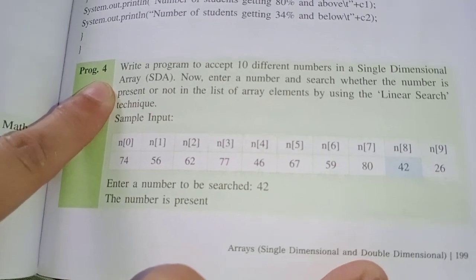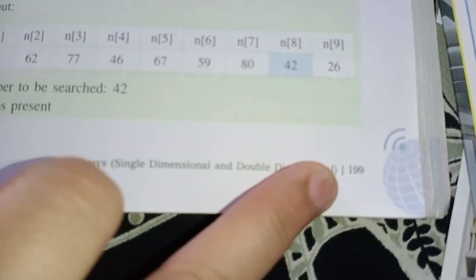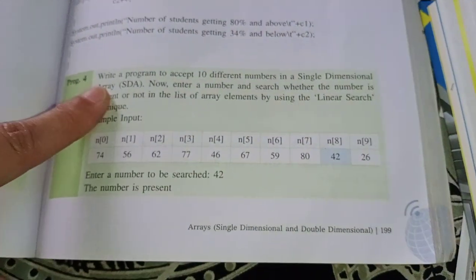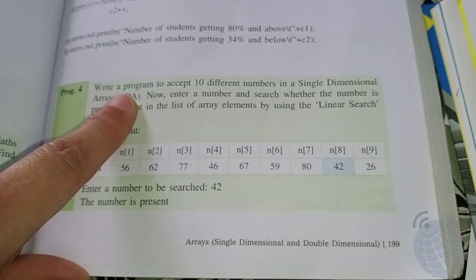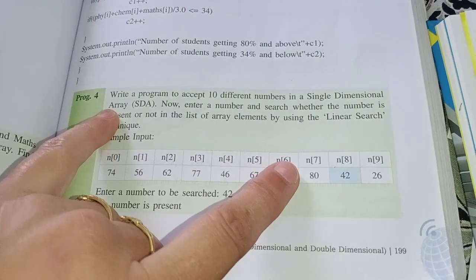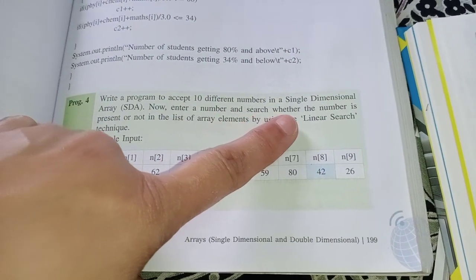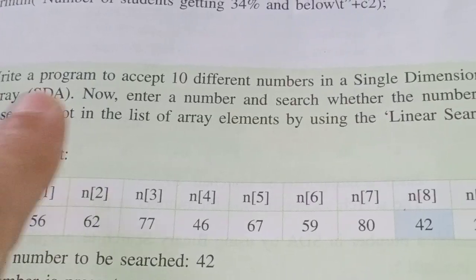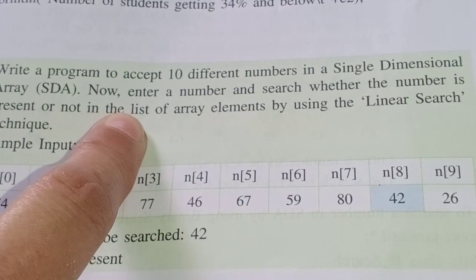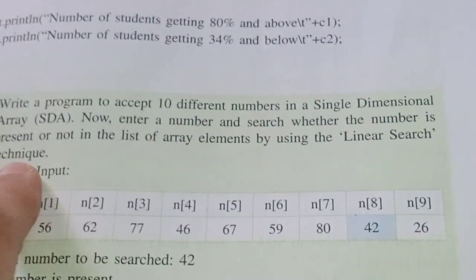We will do solved program number 4. It is given on page number 199. This program you have to write in your notebooks. So here see the statement: write a program to accept 10 different numbers in a single dimensional array. Now enter a number and search whether the number is present or not in the list of array elements by using the linear search technique.